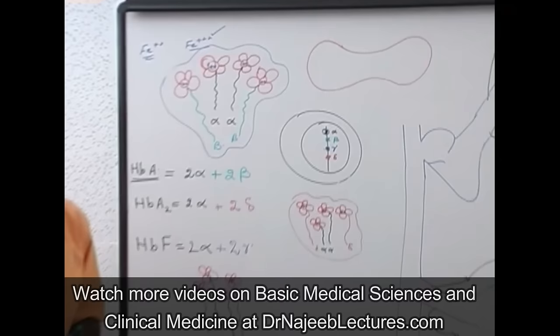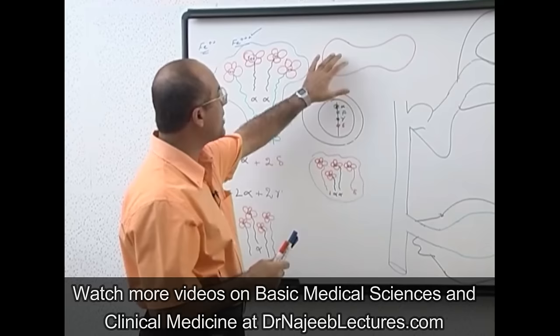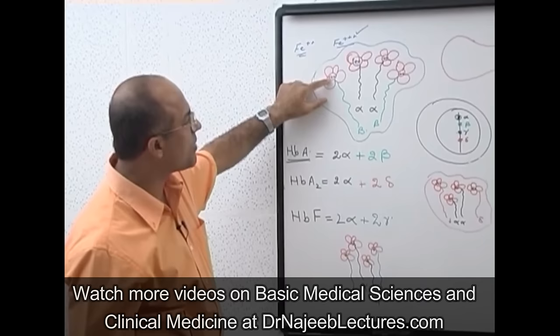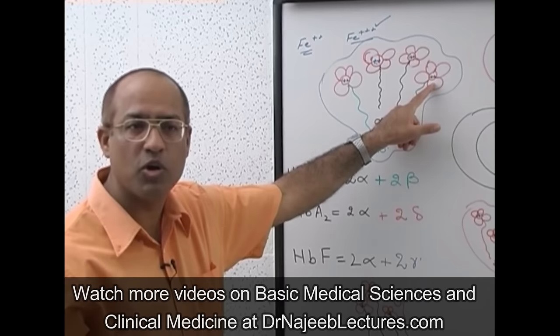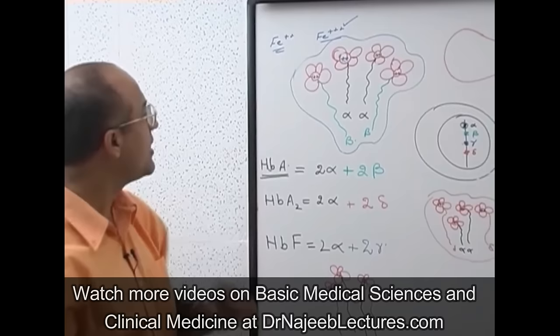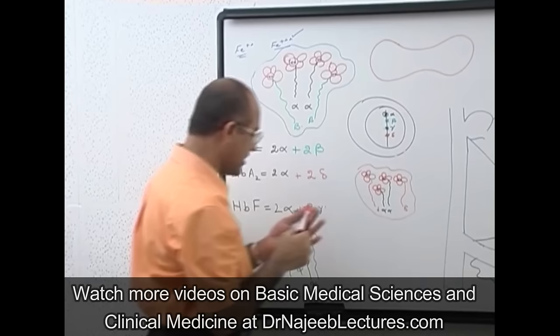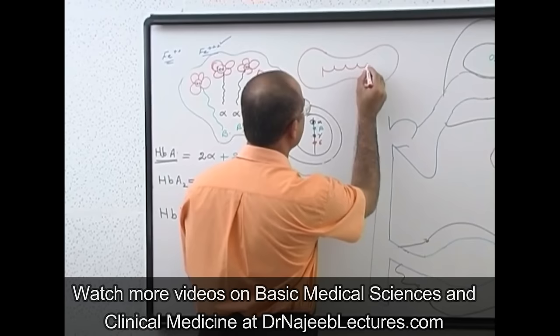In my discussion, I will show the hemoglobin molecule in a different way. Let's suppose this is one pocket where oxygen will bind. This is the second pocket where oxygen will bind. This is the third pocket where oxygen will bind. And this is the fourth pocket where oxygen can bind. So in one hemoglobin molecule, how many pockets are there? Four pockets, right? So rather than making this structure, I will show the structure in a simple way, like this. One pocket, second pocket, third pocket, fourth pocket. This is our hemoglobin. Right?